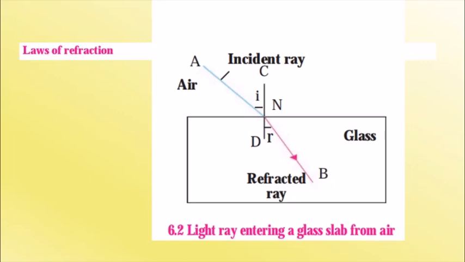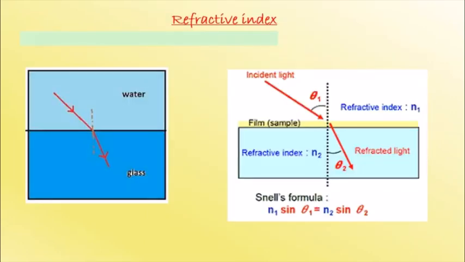Now, if you're wondering what I and R are, we all know I is the angle of incidence and R is the angle of refraction. Let us now understand the refractive index. So what is refractive index? The value of refractive index is different for different media. The change in direction of a light ray entering different media is different, and it is related to the refractive index of the medium. That is the reason it is different for different media.